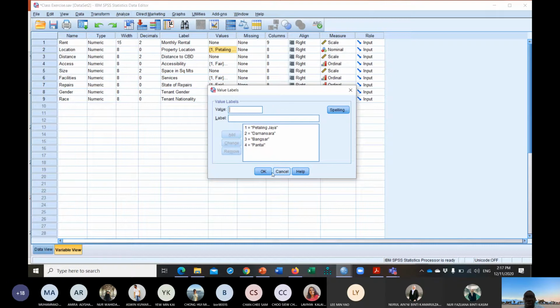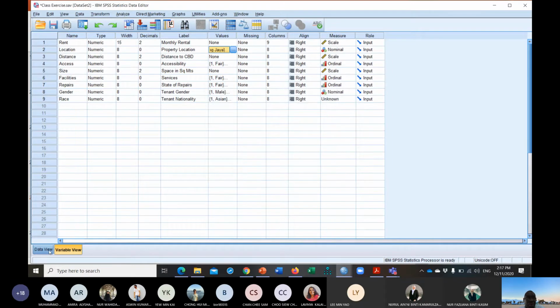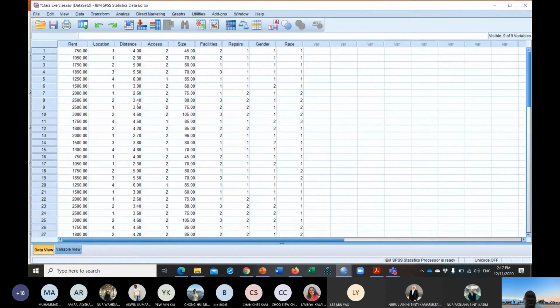And when we go to data view, you can see 1, 2, 3, 1, 1, 1, 2, 2, 2, 3, 3, 3, based on their location. Distance has been measured in kilometers. So we have a place that is 4 kilometers to the center, 2.3 kilometers, and so on and so forth.